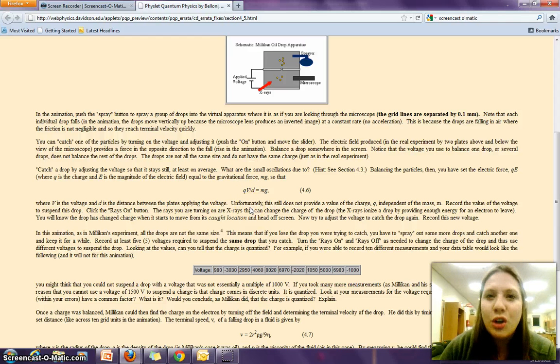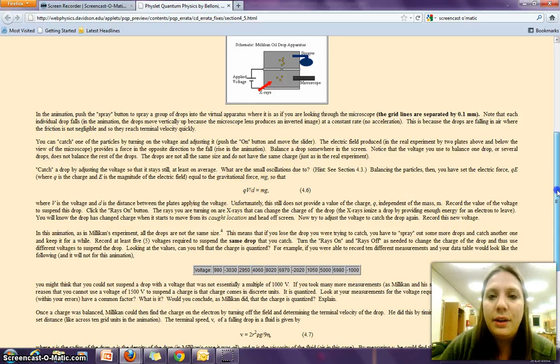But the problem with this equation is we still have mass, right? If we still have mass, we can't calculate Q independently. So we have to somehow figure out what the mass of those oil droplets are, and relate it to the charge.